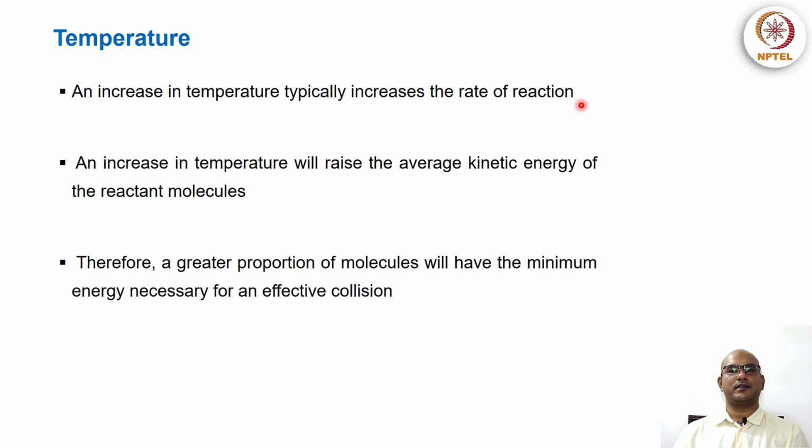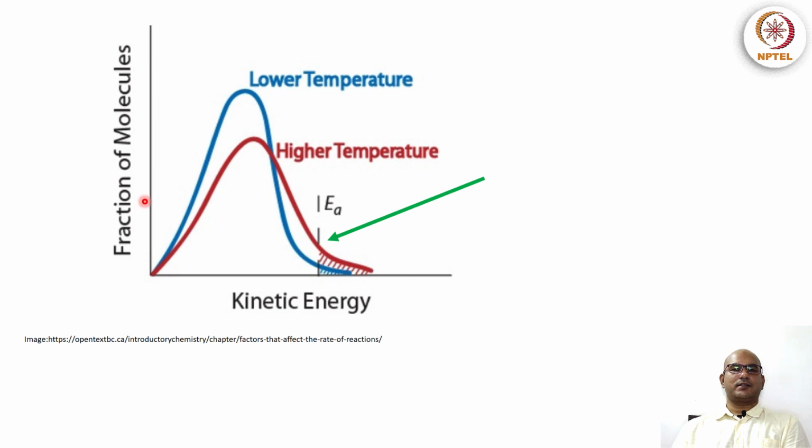An increase in temperature generally increases the reaction rate because it raises the average kinetic energy of the molecules, and therefore a greater proportion of molecules will have enough energy to cross the energy barrier. So, more molecules will have the minimum energy required for an effective collision. For example, we have a curve with kinetic energy on the x axis and fraction of molecules on the y axis, and we see that more molecules cross the activation energy, a larger fraction, at higher temperature.